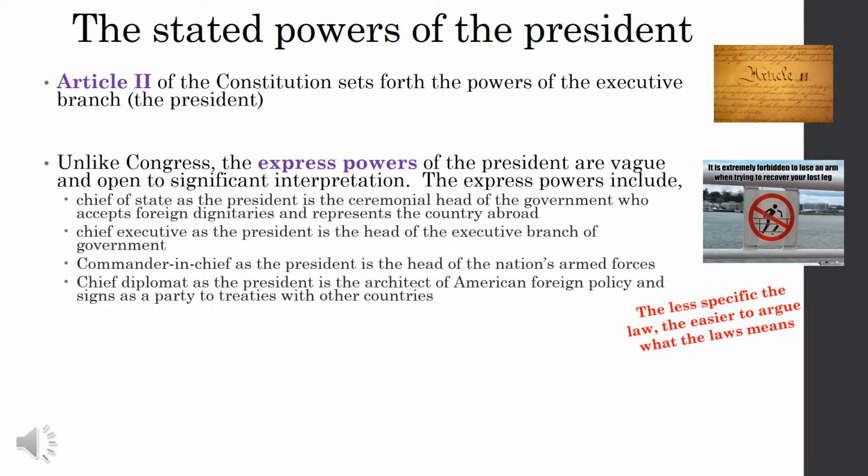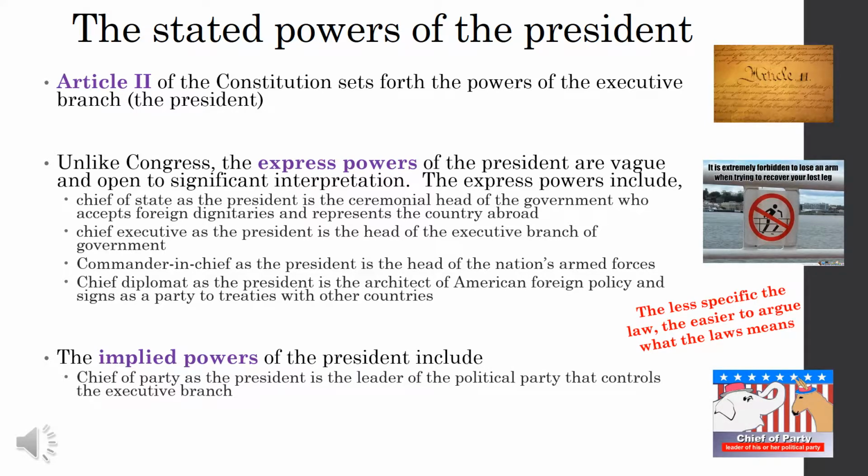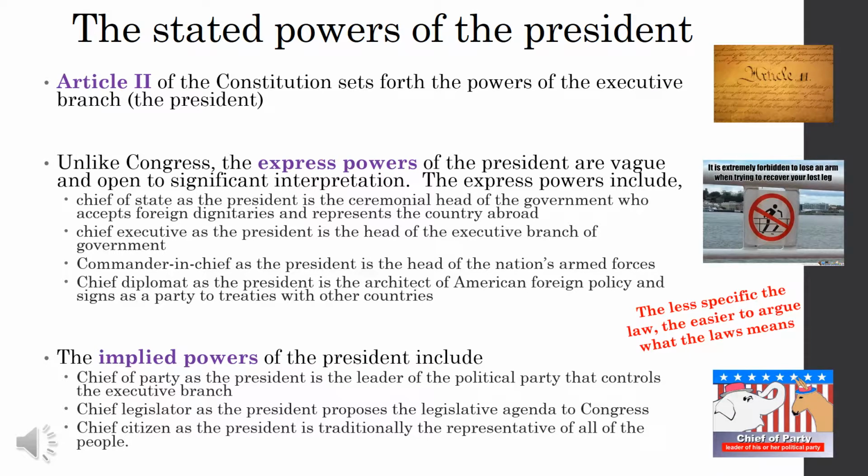So, the less specific the law, the easier to argue what the law means. In other words, the implied powers of the president are huge, and they include Chief of Party, as the president is the leader of the political party that controls the executive branch. Chief Legislator, as the president proposes the legislative agenda to Congress. And Chief Citizen, as the president is traditionally the representative of all of the people. The implied powers of the president are equal, if not more important, than what is expressly stated in the Constitution. Go to the next slide.